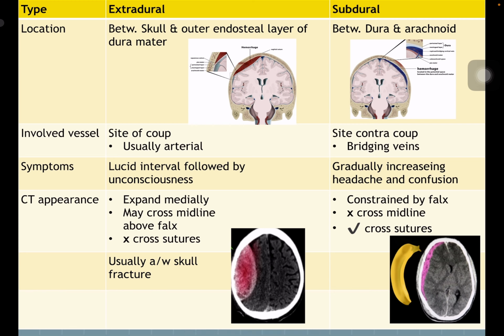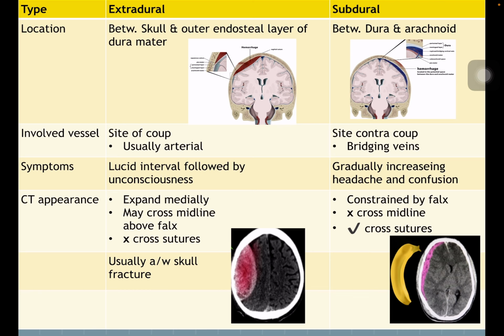So now this is a brief summary for extradural and subdural hemorrhage. They differ in their location. Usually the extradural involves an artery. It is the site of the coup in case of trauma. In subdural, it is the site of contrecoup, and it is secondary to a torn bridging vein. For symptoms, the patient might complain of a lucid interval followed by unconsciousness, while in subdural, the patient will have gradually increasing headache and confusion.